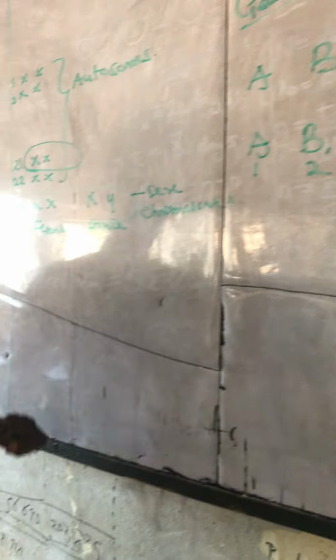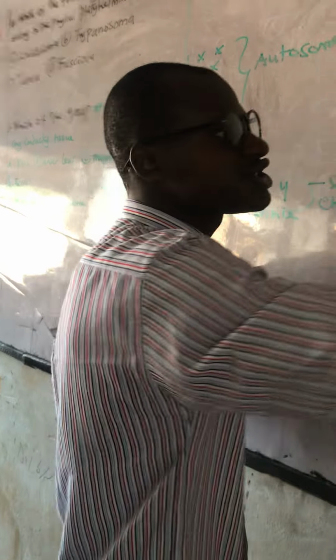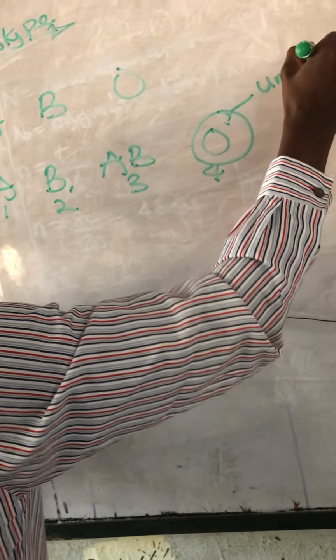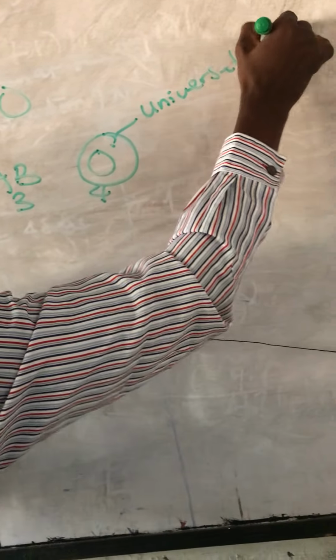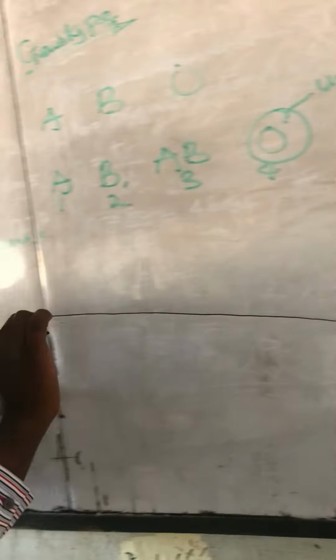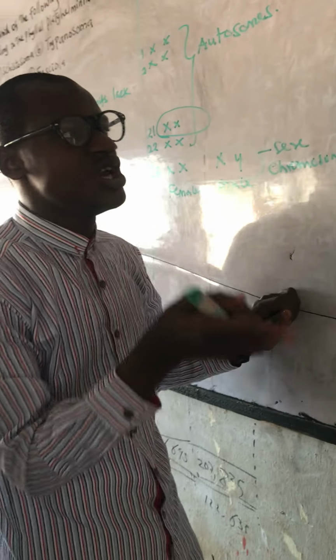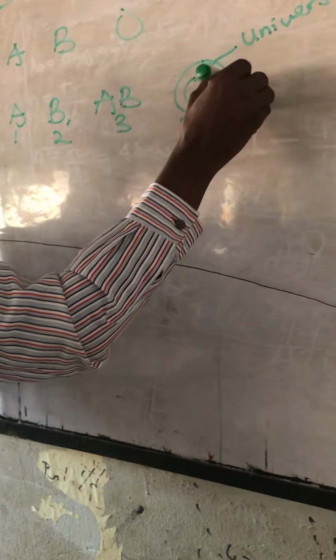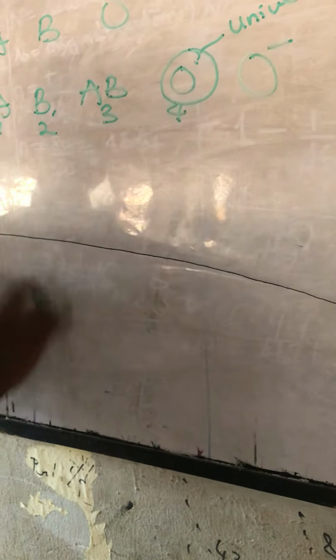Now, let's dive a little bit. Our blood group O is what we call the universal donor. UTME will not ask you whether it is positive or negative. But take note, the main universal donor is O negative.